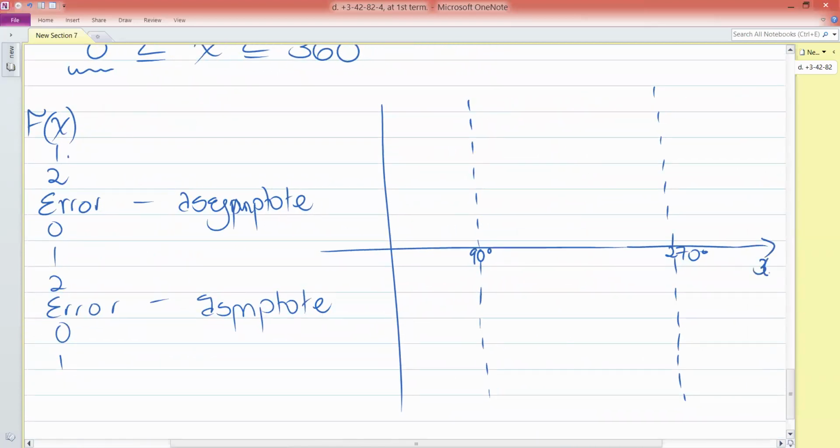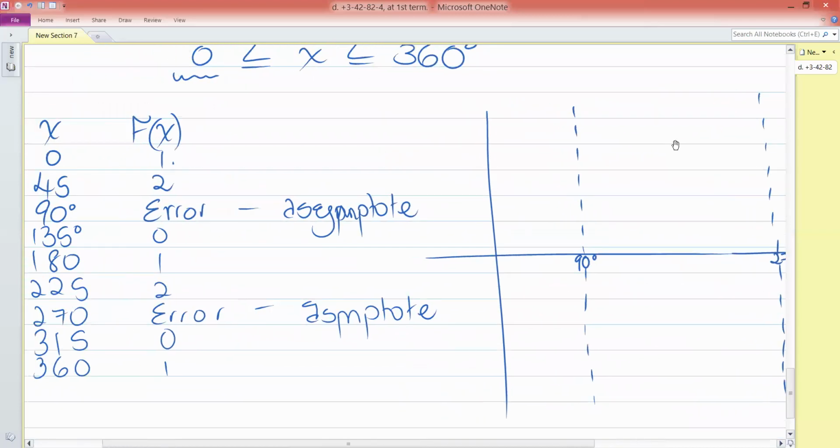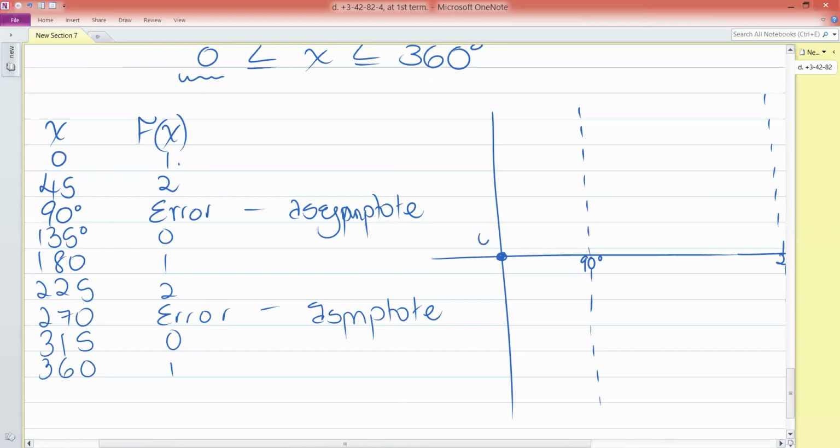So then the other points: x is 0 and y is 1, so plug it there. Then 45 and 2. So it looks something like that. It's going upwards. Sorry, I didn't mean to make it wavy. It's never going to touch, so it continues going straight up. It's never going to touch that asymptote.